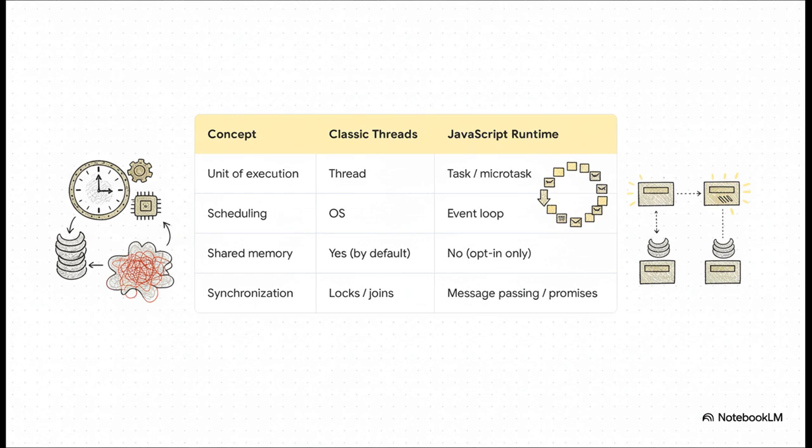But the real game changer is this line right here, shared memory. With classic threads, they all dip into the same pool of memory by default. And that's where you get these nightmare scenarios like data races and locks. JavaScript just sidesteps that whole mess. No shared memory, unless you go out of your way to make it happen.